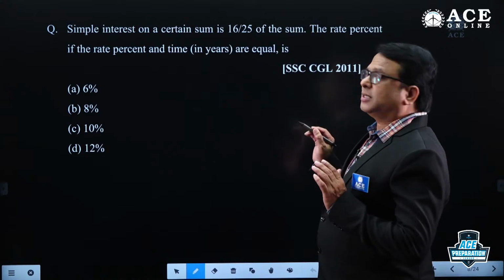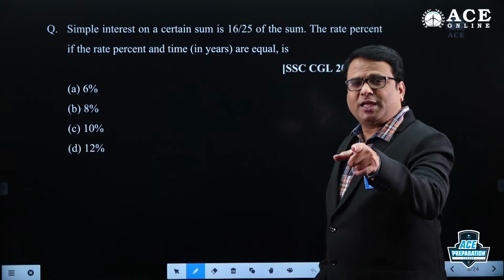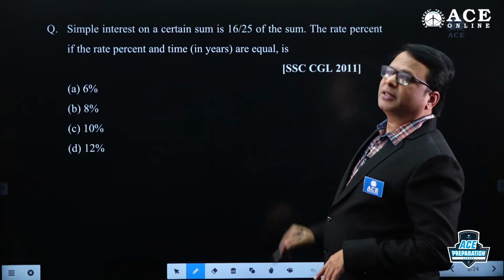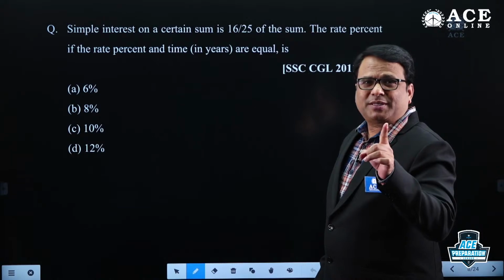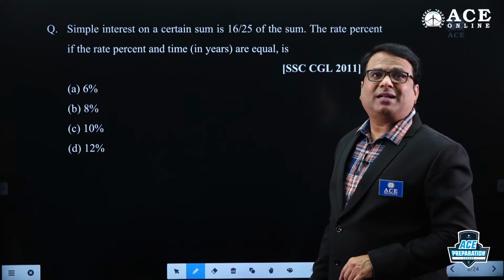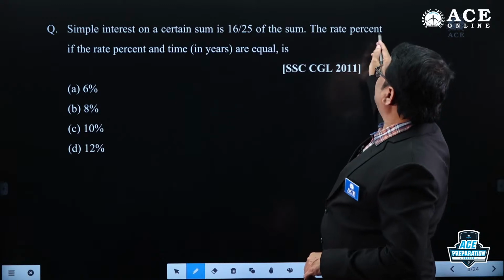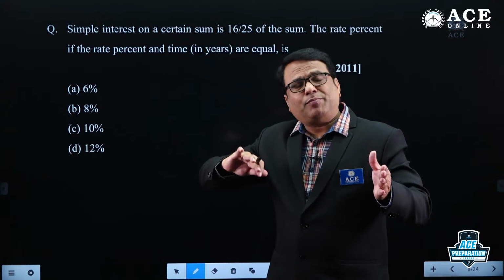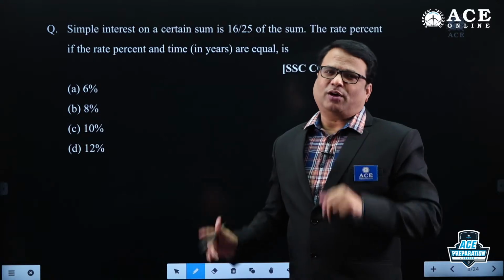Simple interest on a certain sum is 16 by 25th of the sum. Now, I have given a similar problem to make your understanding better. Simple interest is 16 by 25th of the sum. And what is the rate percent? It says that rate percent and time both are equal numerically. Then what is the rate of interest?